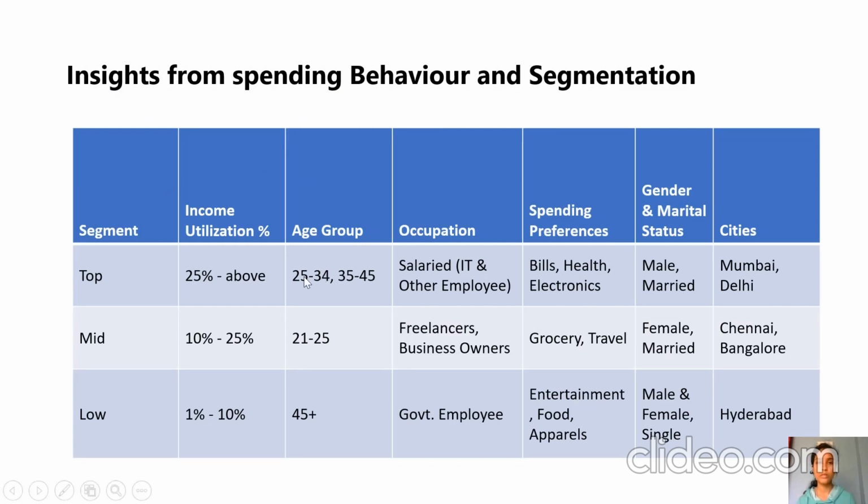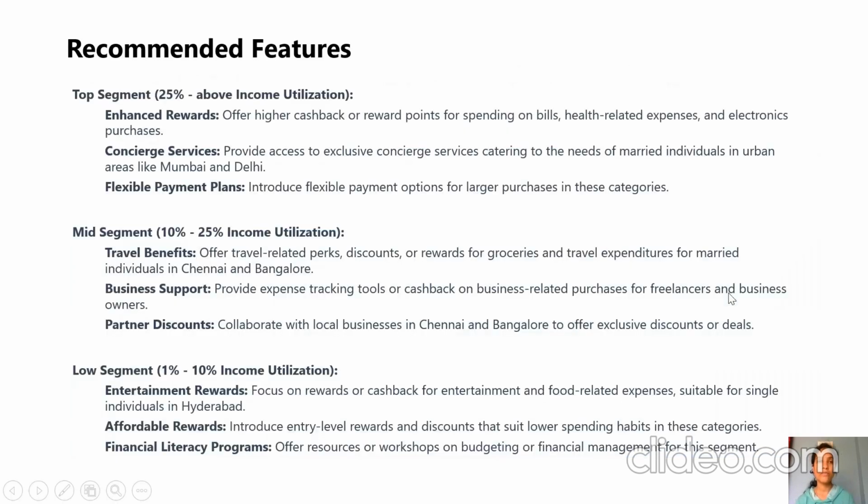The top segment consists of this age group, and they are spending more on bills, health and electronics. So we have to give more discounts on bills, health and electronics, and concentrate more on married males, salaried IT and other employees, and the cities Mumbai and Delhi. In this way, I have suggested some features.